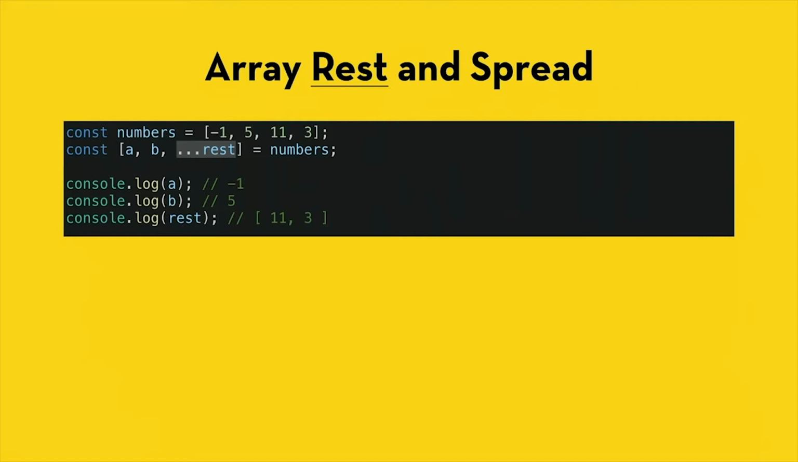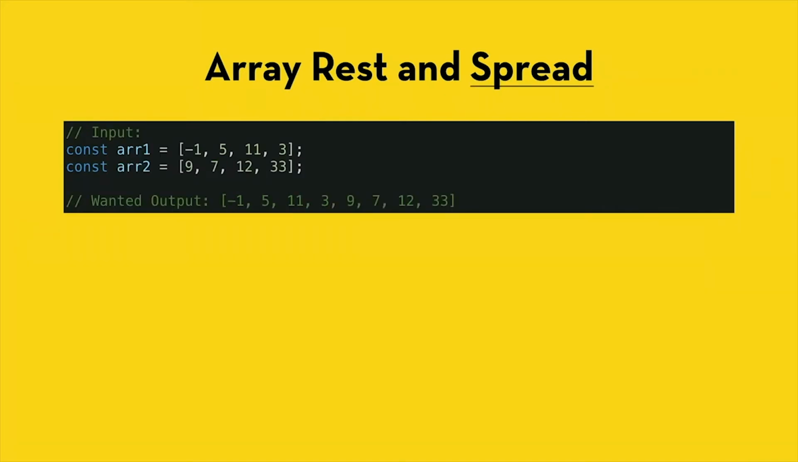Using this piece right here, the 3 dots and then rest, it's like this magical magnet. Everything that you don't destructure from numbers will be collected onto that magnet. So if we log rest, we indeed get an array with 11 and 3 as the values. What about objects? Well, that's ES 2017 or ES 2018 officially, so I'll talk about that later.